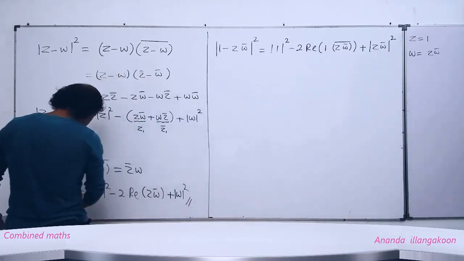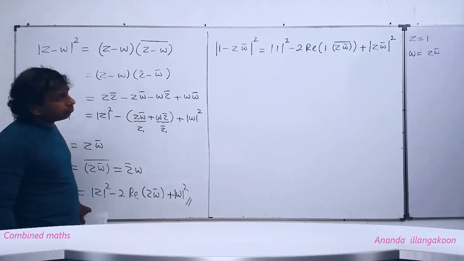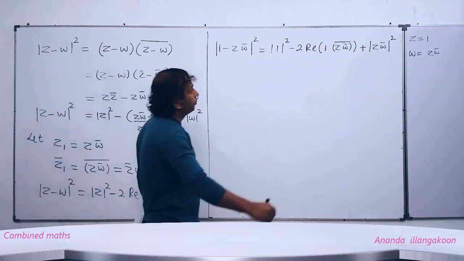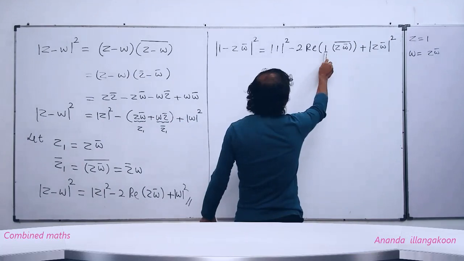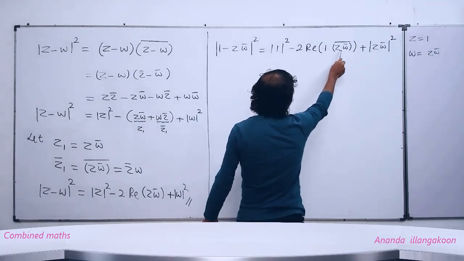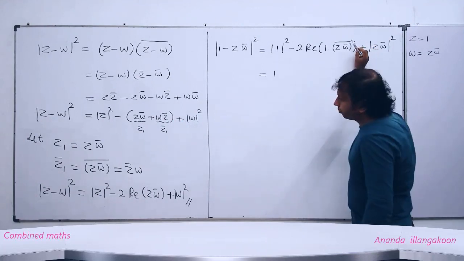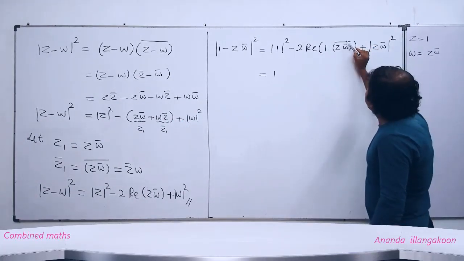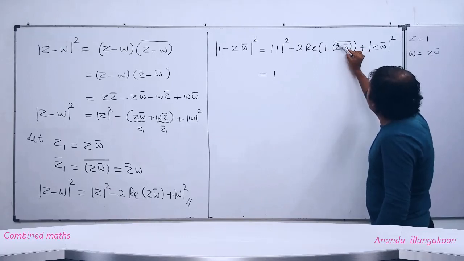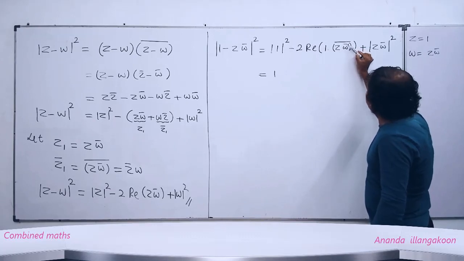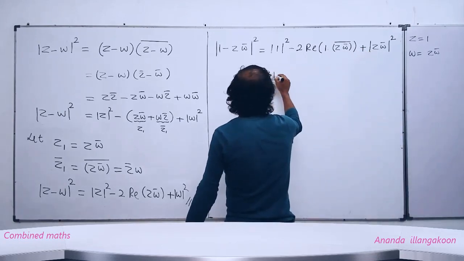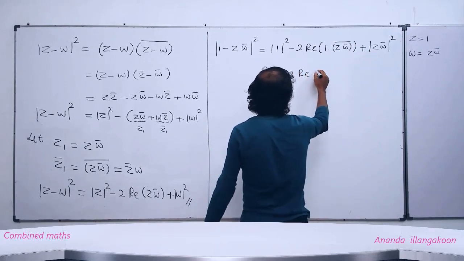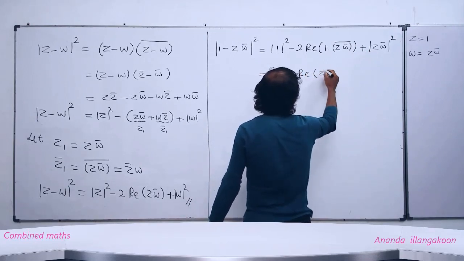Just to match the result with the one we need. Mod 1 square is equal to 1. This is 1. When I multiply this and this, when you multiply something by 1, it won't change, you know. Then you can put here. Because now here, when I take this bar to this Z, this will be Z bar. To this W bar, what do you get? W bar bar. It is W. Then this 1 minus 2 times real part of what? Z bar W.